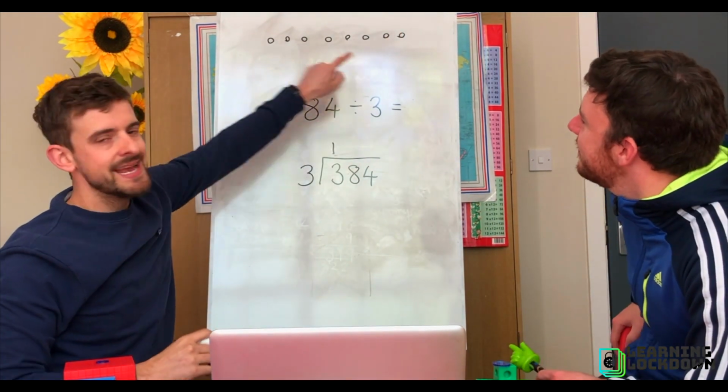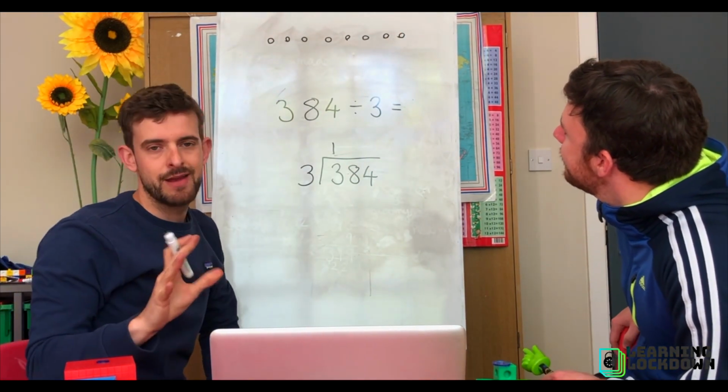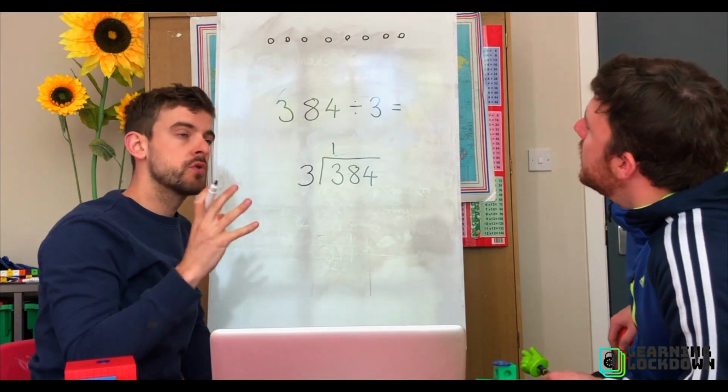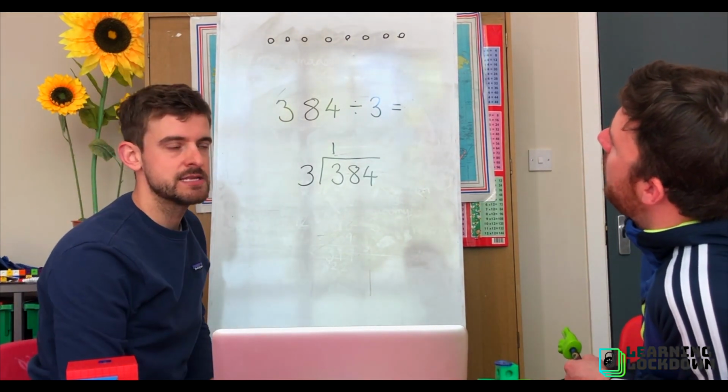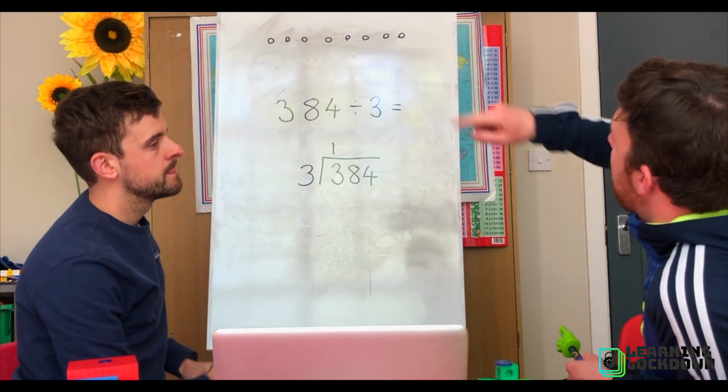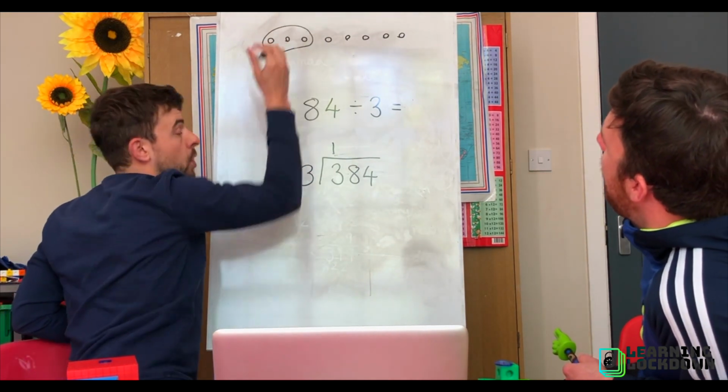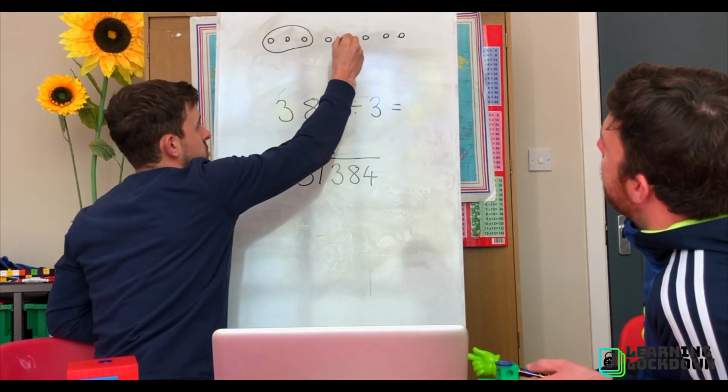So here are 8 little dots. Now I haven't set them out like an array, but we are going to group these into groups of 3, or divide it into 3. So, there's a group of 3 there, there's a group of 3 there. That's 1. And there's a group of 3 next to it there. There's another group of 3 there.